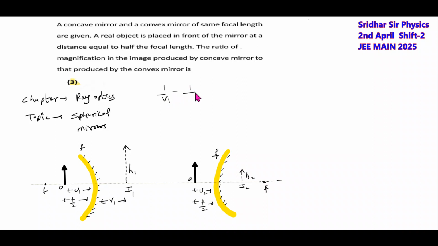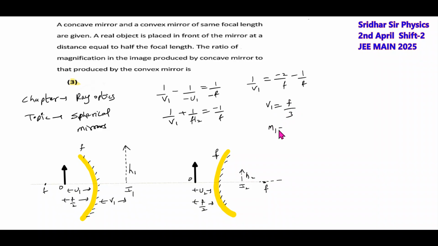1 by v1 plus 1 by u1 equals minus 1 by f, for the concave mirror. This will be 1 by v1 plus 1 by minus f by 2 equals minus 1 by f. Why the negative sign? Focal length will be negative. So 1 by v1 equals 1 minus 2 by f, which gives minus 1 by f. So v1 equals f by 3.